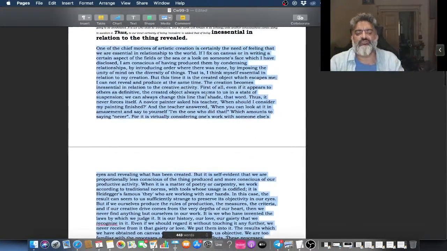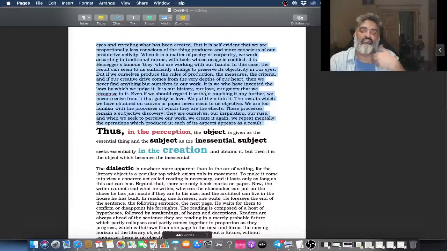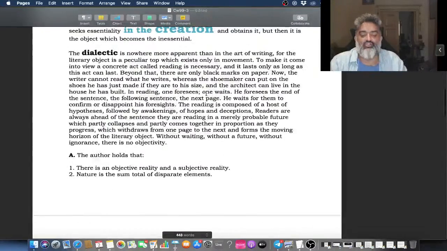Okay, but let me prioritize the exam kind of a thing first, and then I will go into this paragraph about why the object becomes inessential and we become essential. It will be a very, very interesting story, I'm sure.